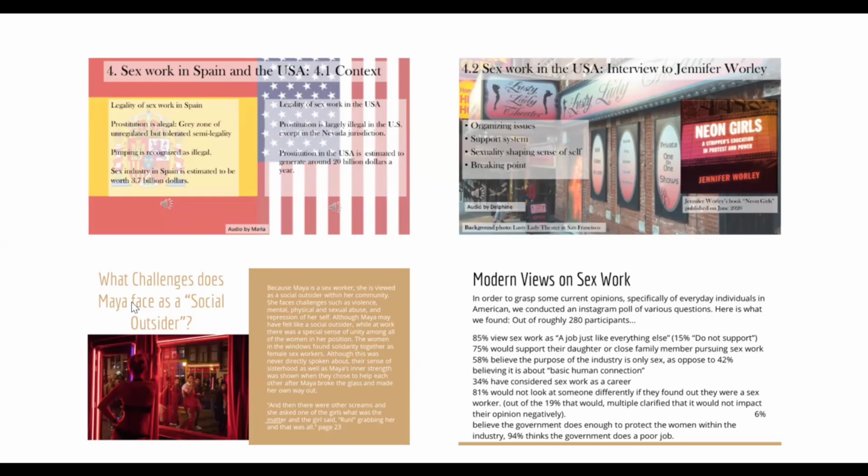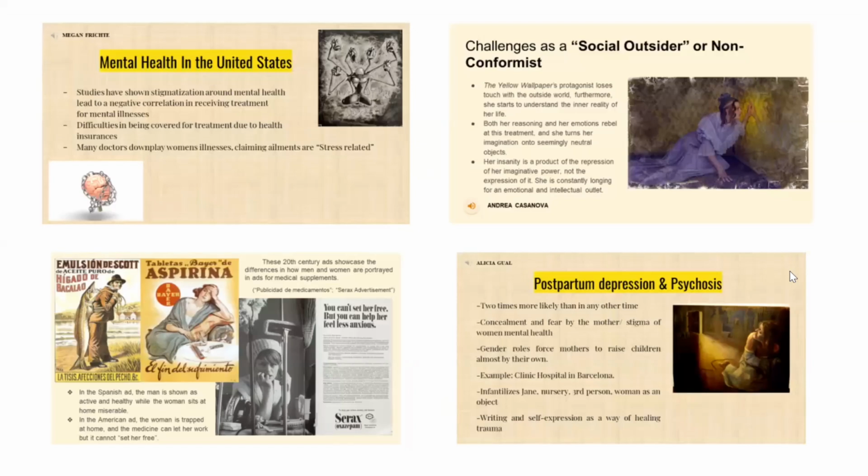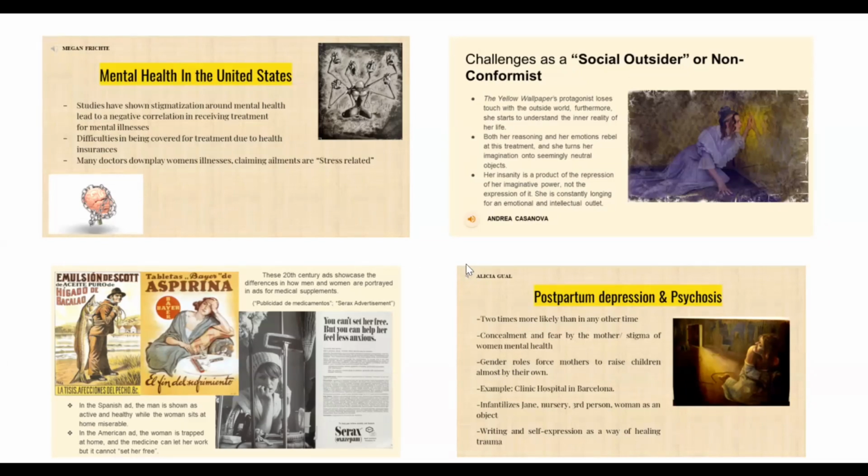Next slide, please. In a final example, some groups read The Yellow Wallpaper by Charlotte Perkins Gilman, a story that deals with women's mental health treatment and the protagonist Jane's resistance to patriarchal control in the person of her doctor husband.